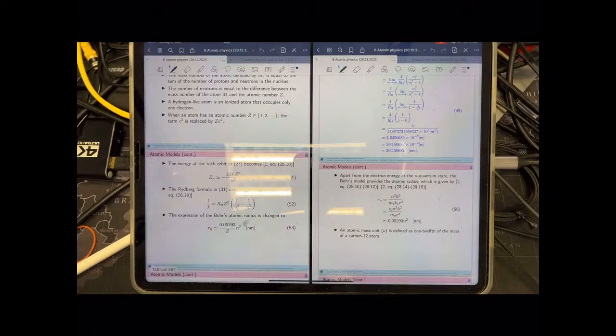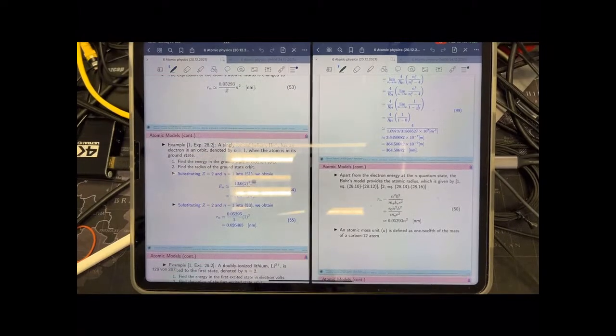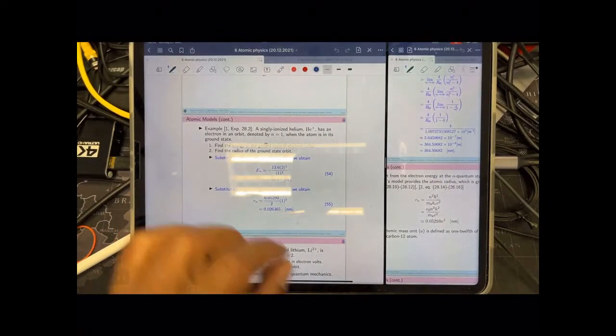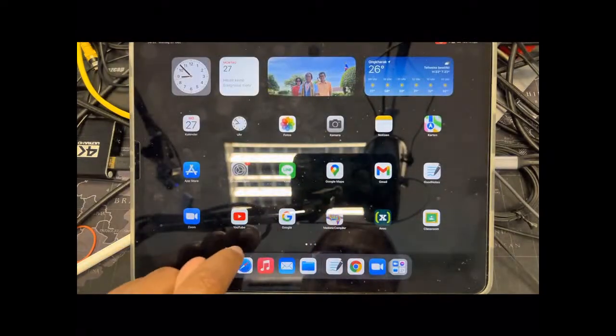Yeah, you have 3 expressions for 3 quantities: the energy level, the wavelength expression, and the radius of the atom. There are 3 quantities that could cope with the bigger atom. Now we arrive at the first example about the bigger elements, right? For the bigger elements, we consider helium.